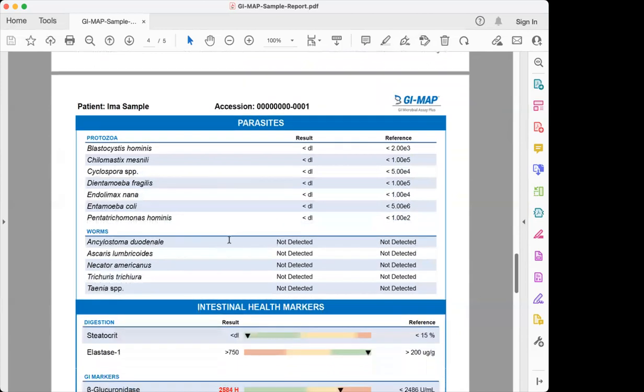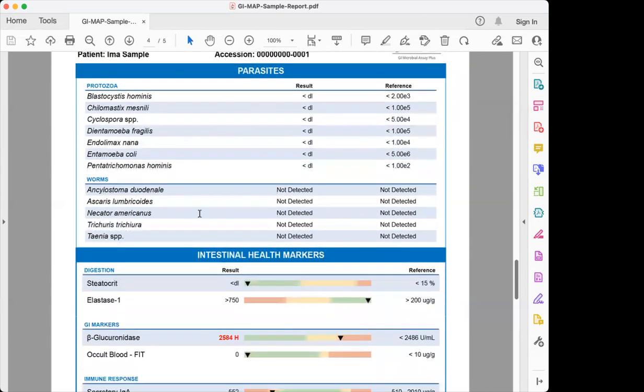Parasites is next. So we're going to have protozoa and worms. Protozoa, you're going to see some diarrhea, nausea, a lot of different things. They're going to be kind of similar to the pathogens on the first page. This Pentatrichomonas hominis can also be perpetuating vaginosis. So if you have some bacterial vaginosis or something like that, that could be part of the picture.